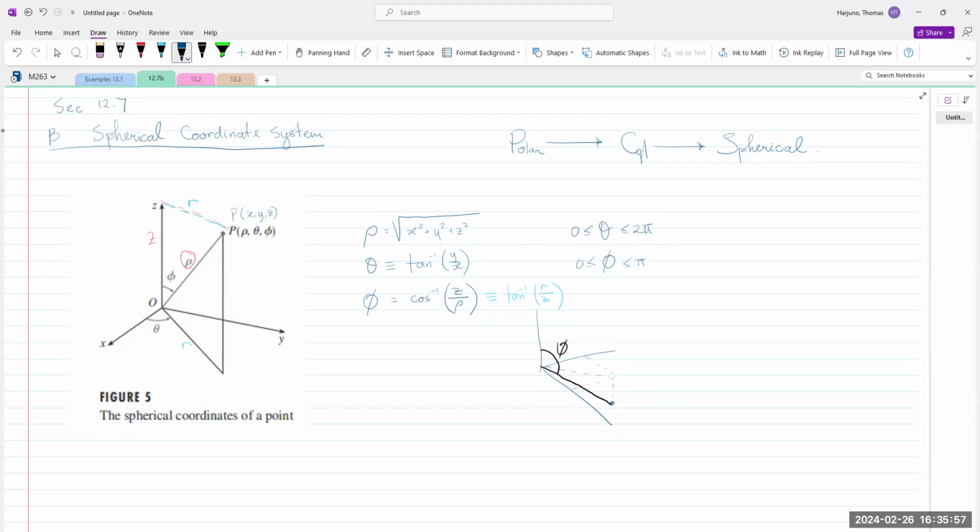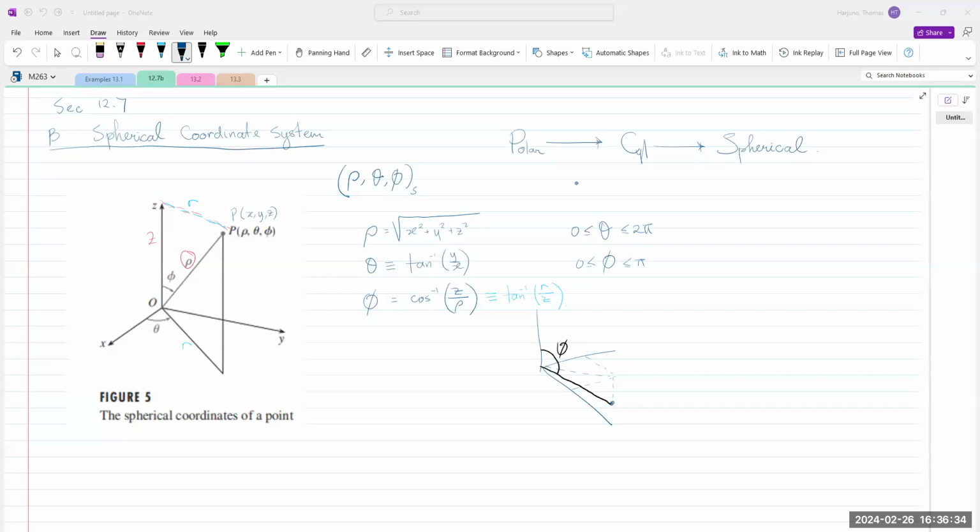Spherical coordinate system. Last time we already saw what the spherical coordinate system looks like. It basically consists of three parts. The first component of the coordinate is rho, the second component is theta, and the third component is phi. Let me put a subscript S here to show that it's for the spherical coordinate system.